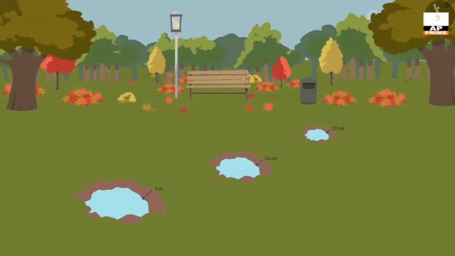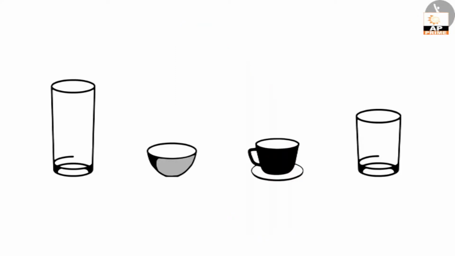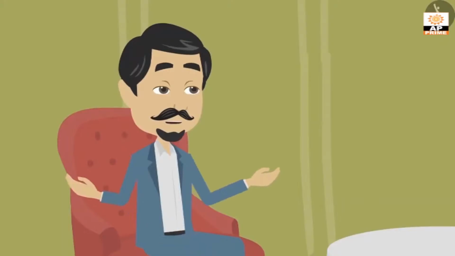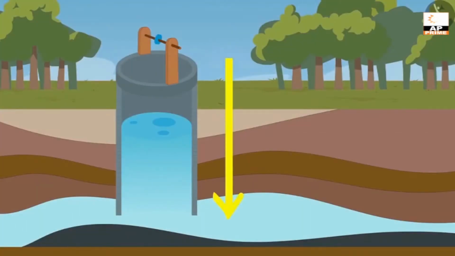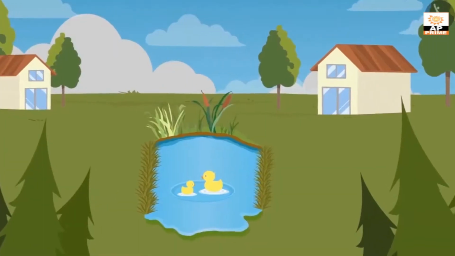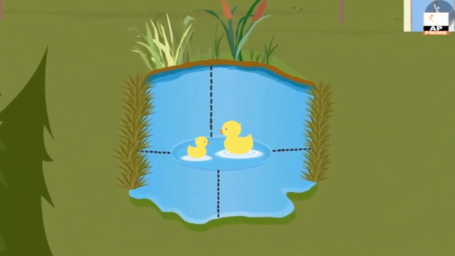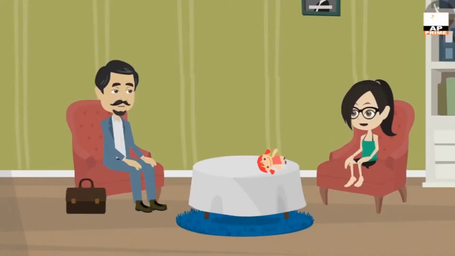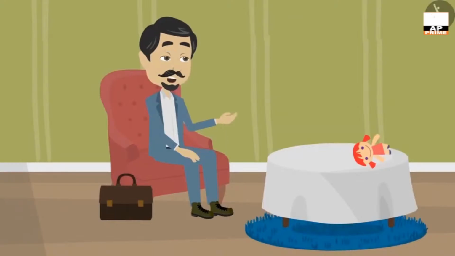Look, you have already discovered examples of pits, cupboards and kitchen utensils whose depth is measured. Similarly, the depth of the well is measured. The depth of the sea is measured. The depth of the pond is measured and the depth of a planter is also measured. Okay, and the depth of all these is measured in centimeters and meters? Yes, and it can be measured in kilometers as well.